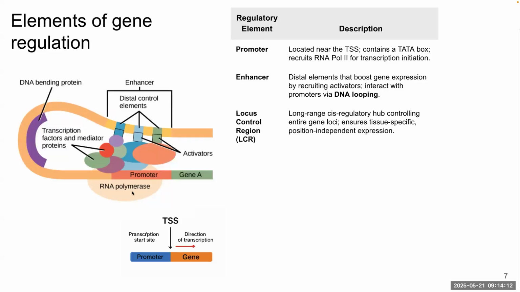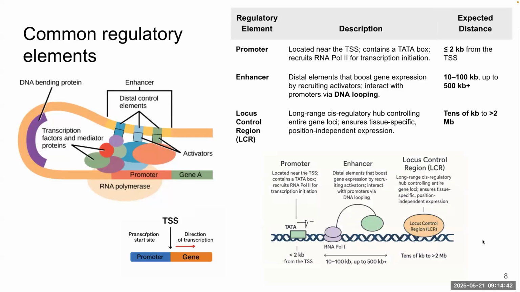to start the transcription. And then the enhancers are these distant elements that make contact with the promoters when the chromatin is folded, or it's like a loop. And we also have other elements that are called locus control regions. These are longer range cis-regulatory elements that tend to control entire gene loci.